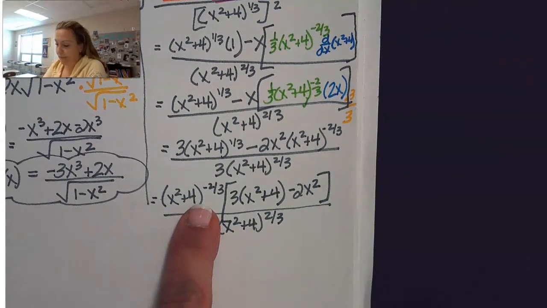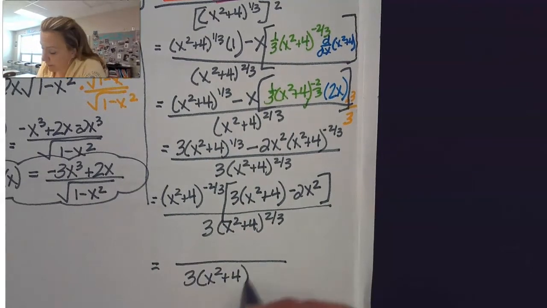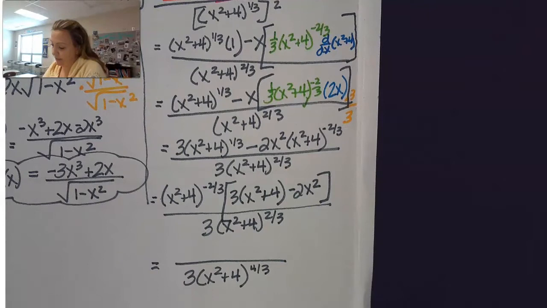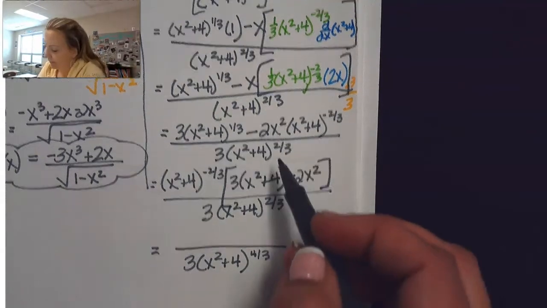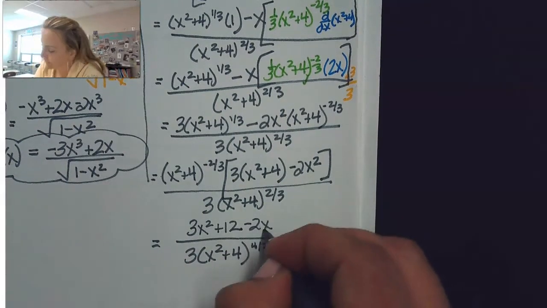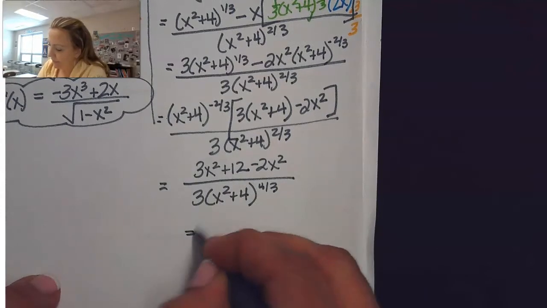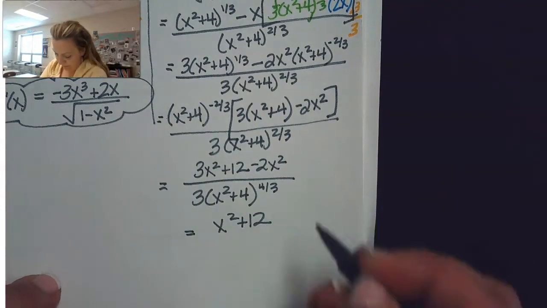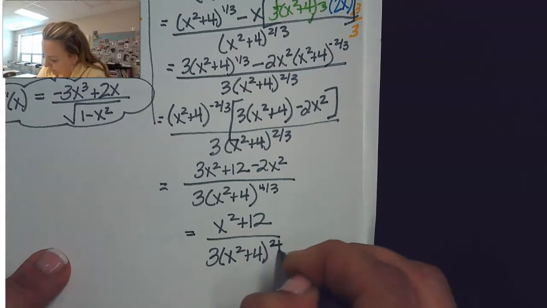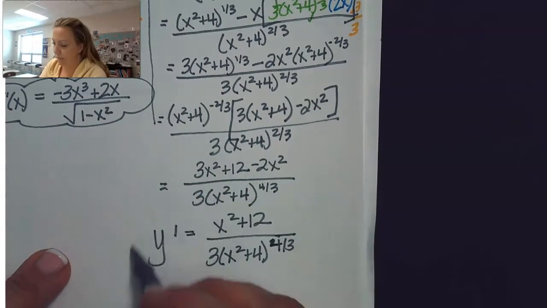Well, let's bring this negative exponent down. So that means that I would have 3 times x squared plus 4 to the 4/3, because when I bring it down, we have the same base, we add the exponents. And then do you want to distribute in the numerator to save a little bit of time? I can see that if I do that, I can combine my like terms. So I have 3x squared plus 12 minus 2x squared. So I can combine 3x squared and minus 2x squared to get x squared plus 12. And then in the denominator, I have 3 times the quantity x squared plus 4, to the 4/3. And that is my y prime, or my dy dx.